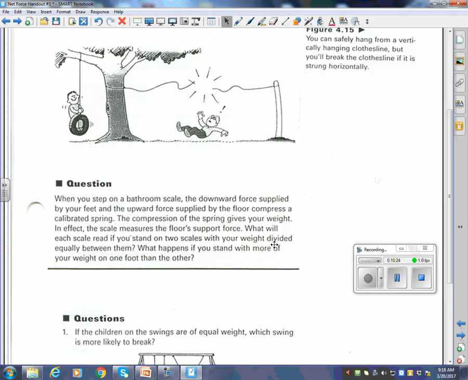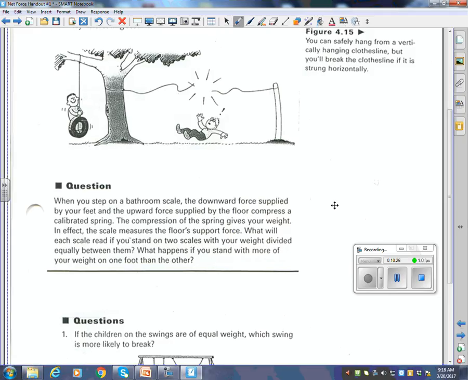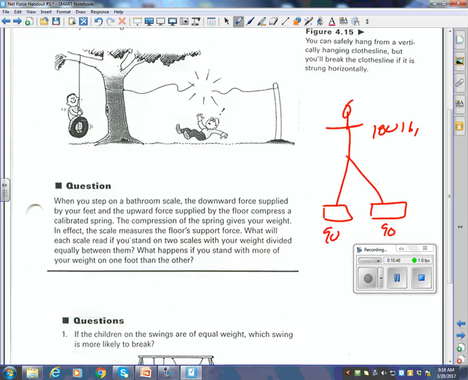So you've got two bathroom scales that are really thick for some reason, and here's a really weird looking stick person. And let's say they have a mass of 180 pounds, we'll say. So each scale would say what? Each scale would say 90. So if you want to lose weight, just get another scale. It's easy.